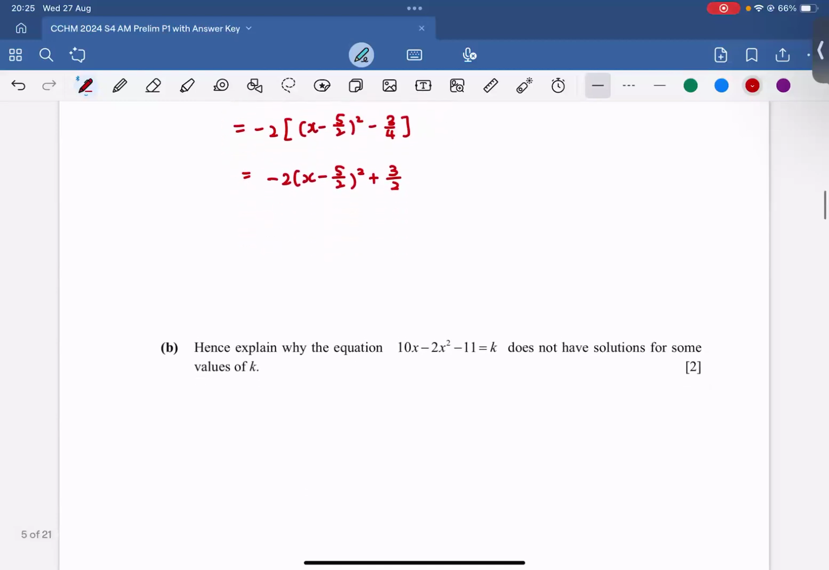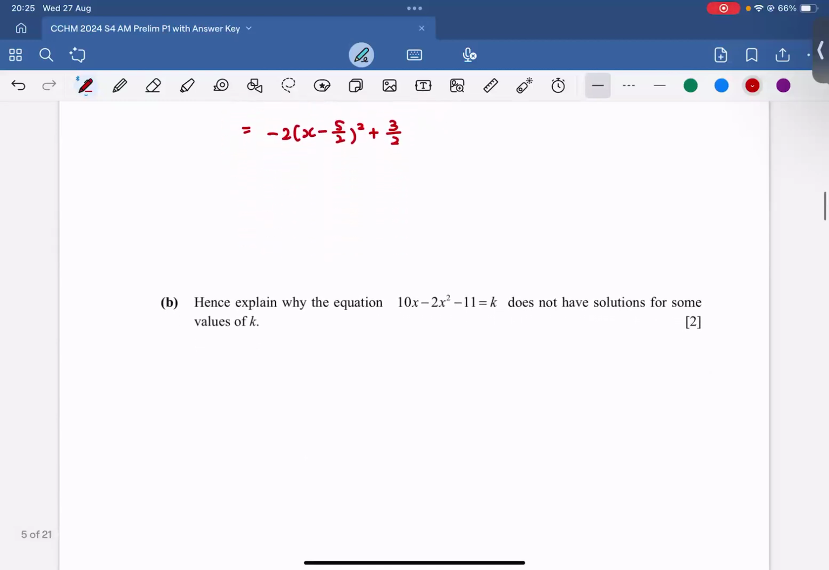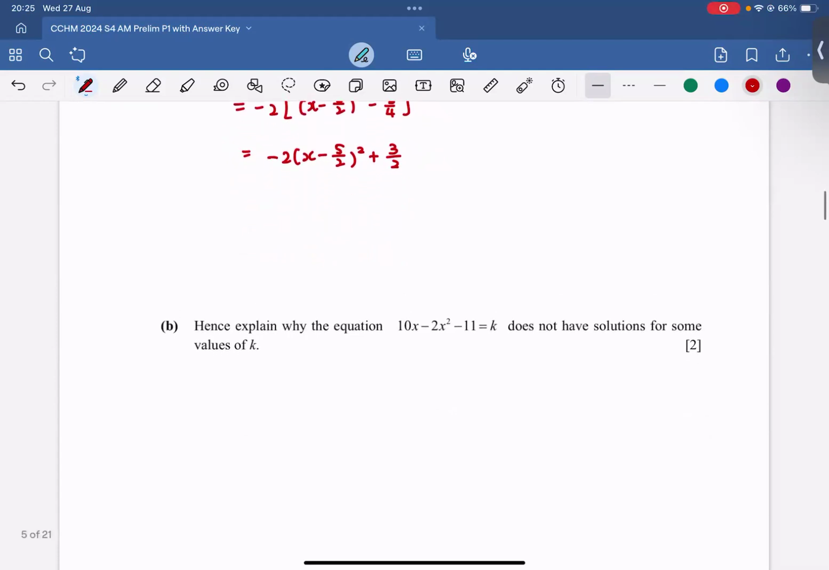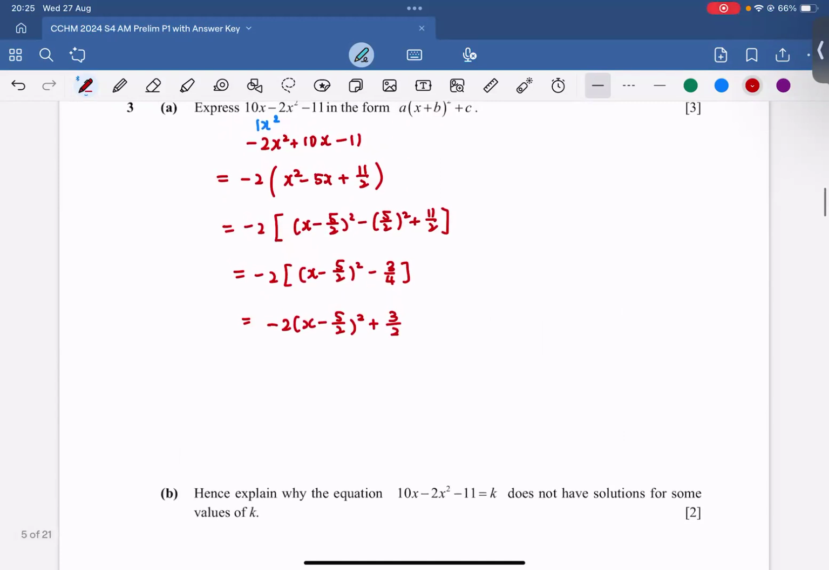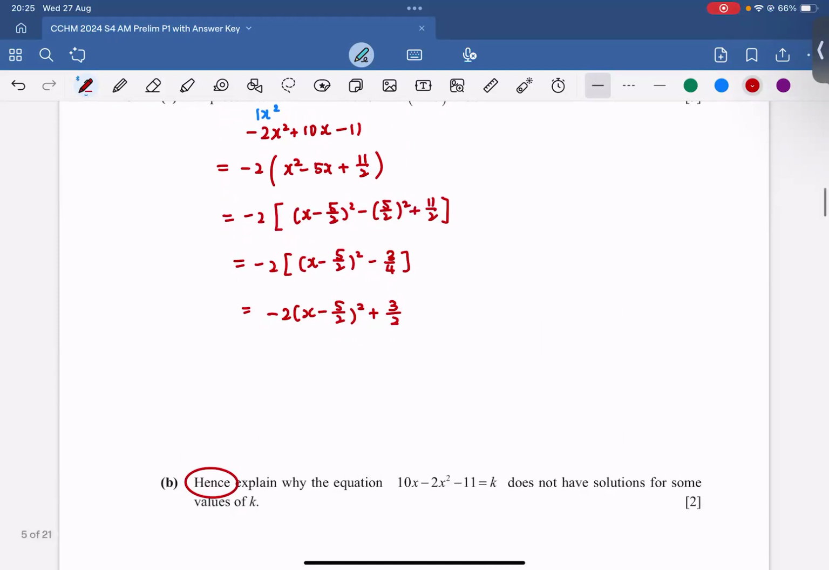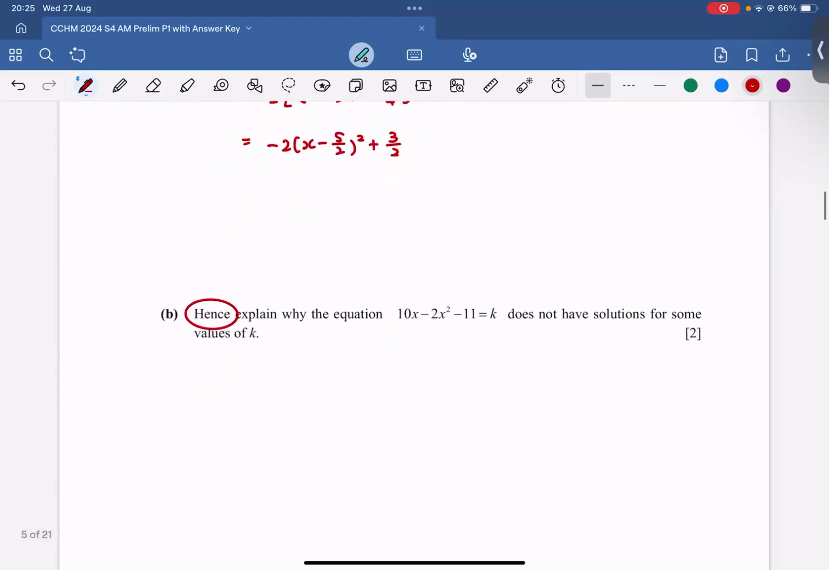Okay, the next part explain why it does not have solution for some values of k. So to find that, you must always remember that the previous part is completing the square. The question say hence. So the advantage of completing the square is to find maximum and minimum point. Okay, so from the completed square form, we will know that the maximum point is 5 over 2, comma 3 over 2. Okay, so this is the maximum point.